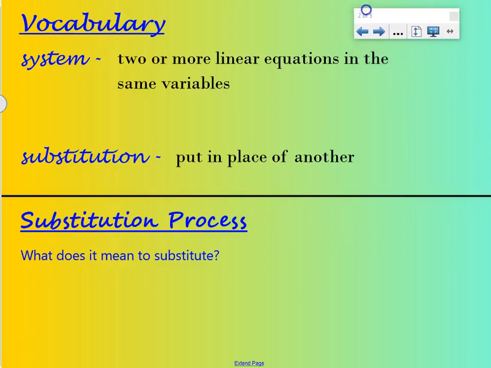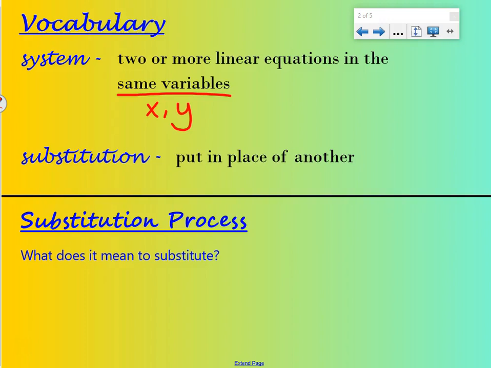Some vocabulary first. A system: two or more linear equations in the same variables. Usually those variables will be x and y. Substitution: put in place of another. We're going to be using substitution to solve an equation, so we really need to understand substitution. What does it mean to substitute?